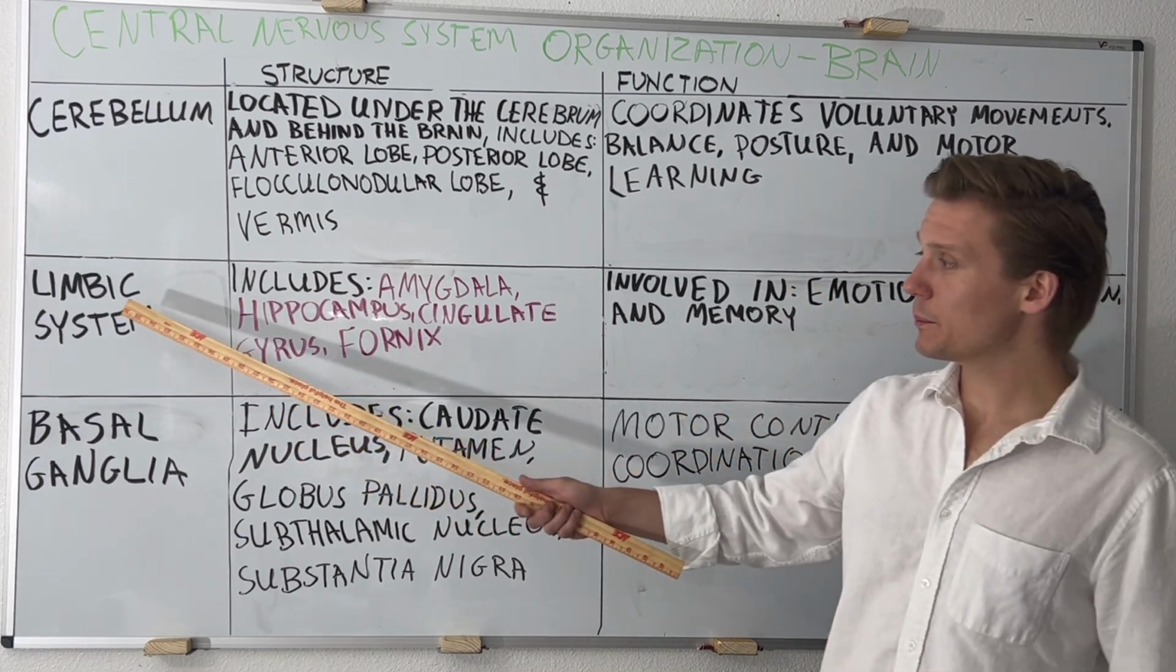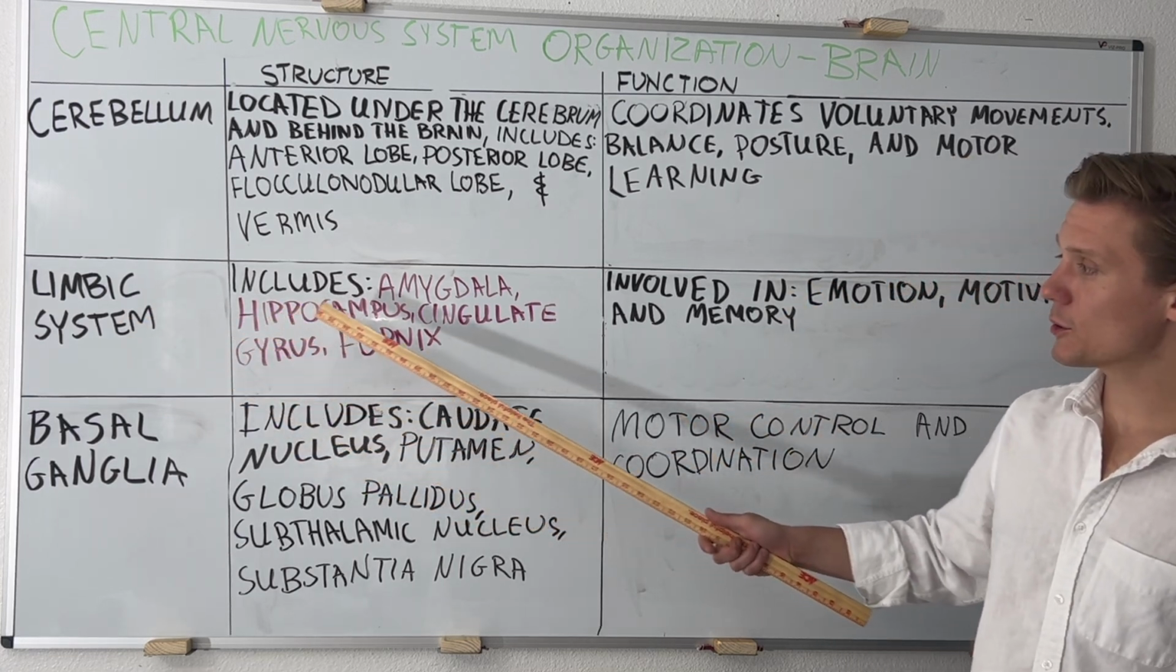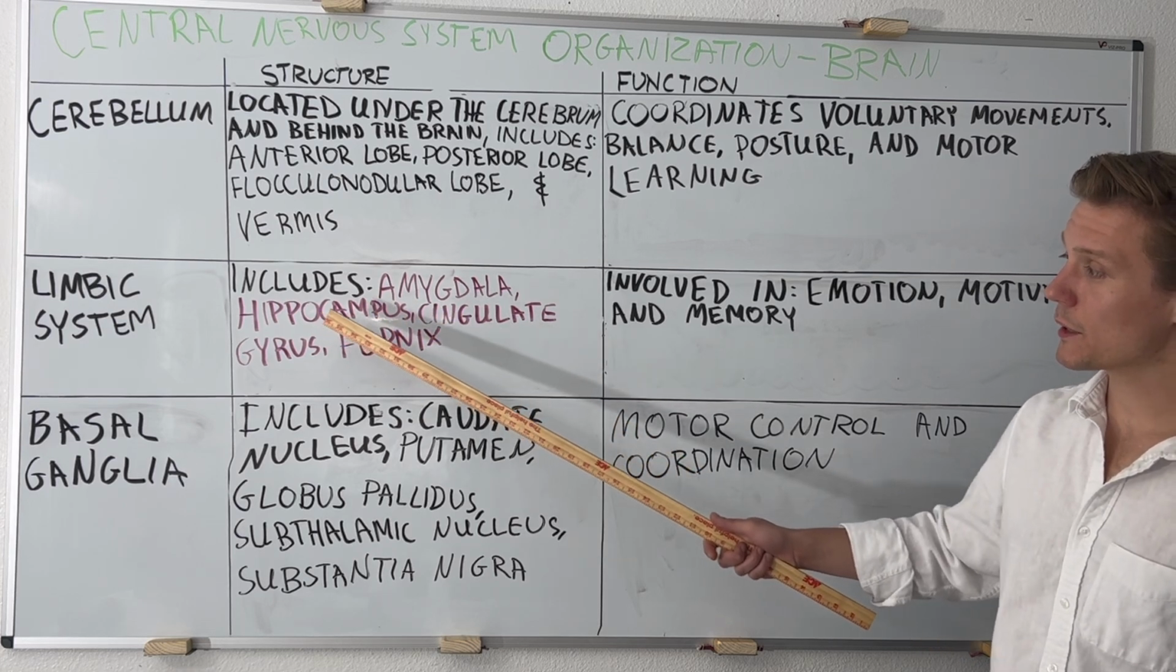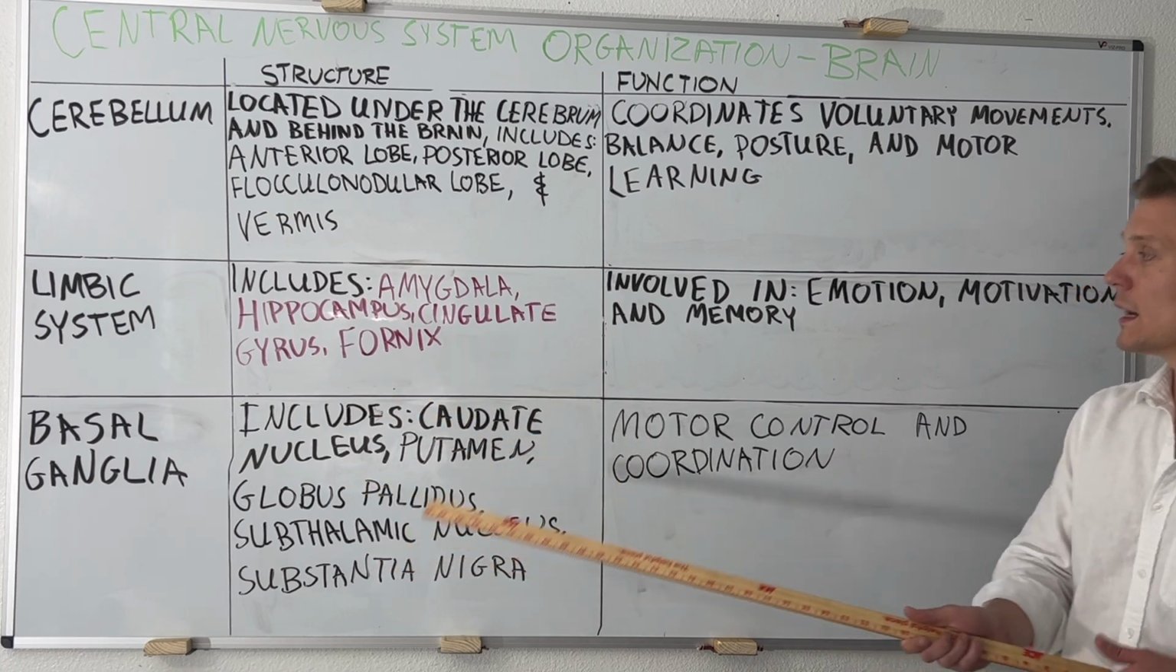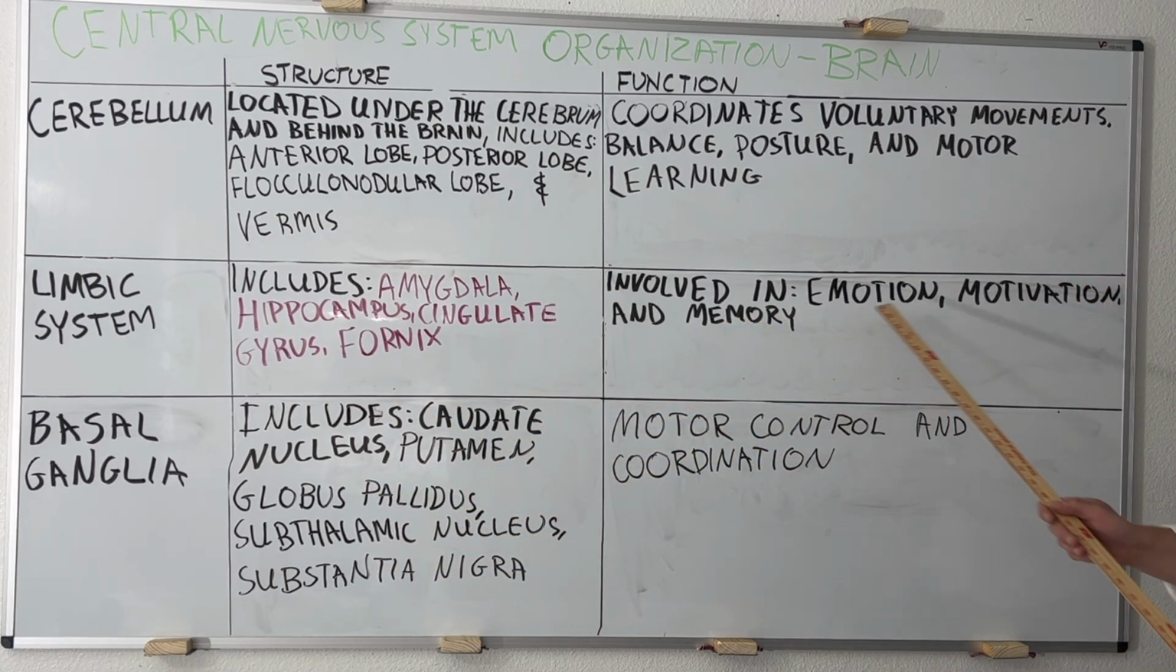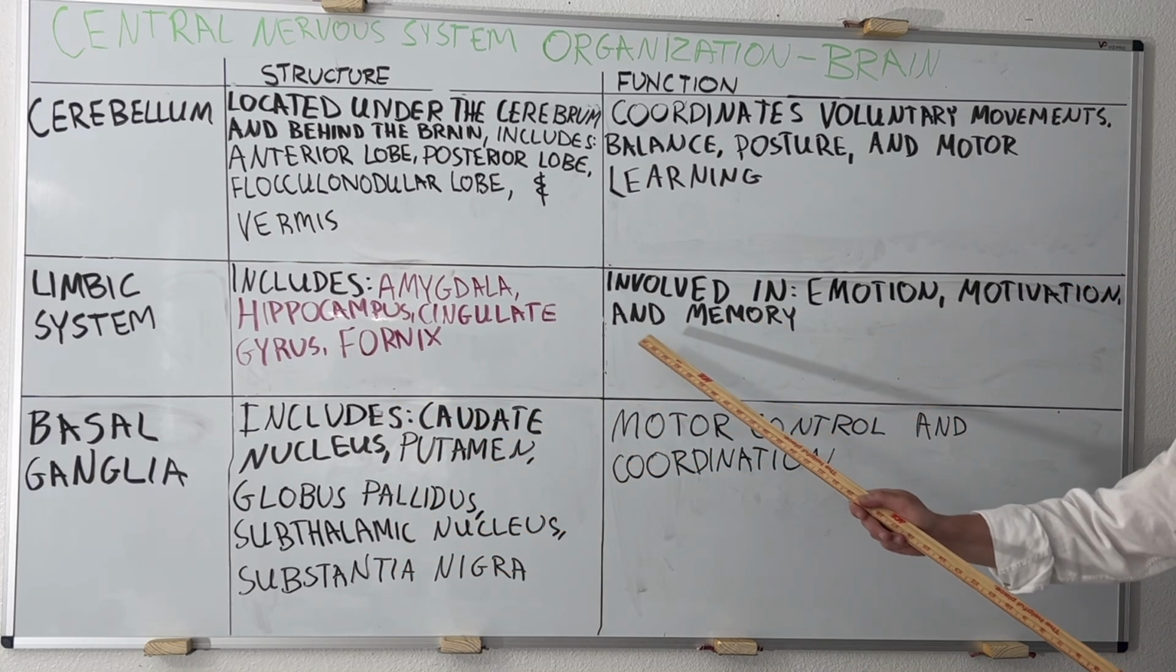Next, we have the limbic system, and it includes the amygdala, hippocampus, cingulate gyrus, and fornix. And it's involved in emotion, motivation, and memory.